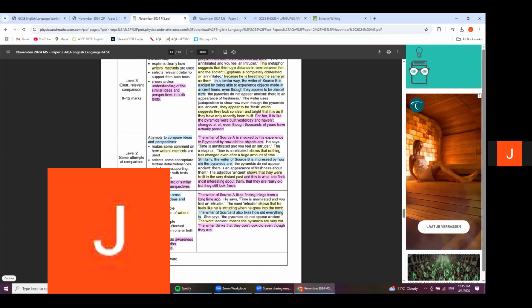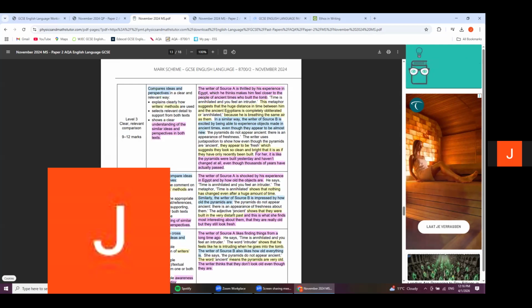So what we've got there is a fairly simple and limited response. We've got signposting of sources, we've got some comment, and we've got some comment on writers' methods. But again, it doesn't really develop much detail. We don't get absolutely full critical analysis and breakdown.